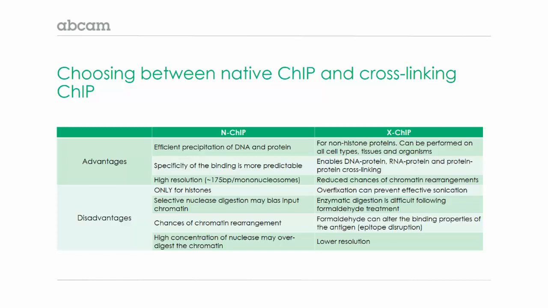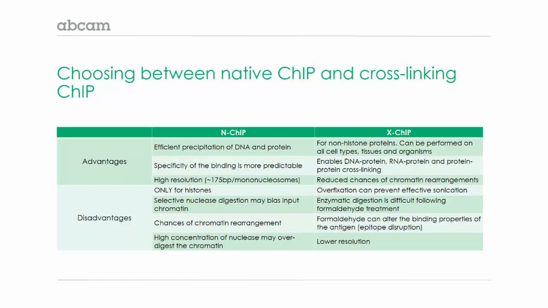Cross-linking ChIP, on the other hand, is much more flexible and can be performed with histone and non-histone proteins on all cell types, tissues, and organisms. In addition to DNA-protein analysis, you can also analyze RNA-protein and higher-order protein-protein-DNA interactions, and there is a reduced chance of chromatin rearrangements.